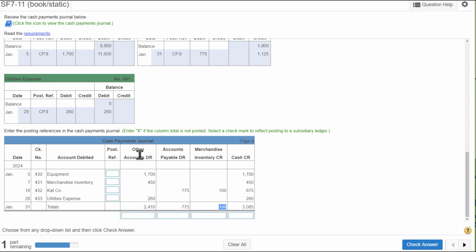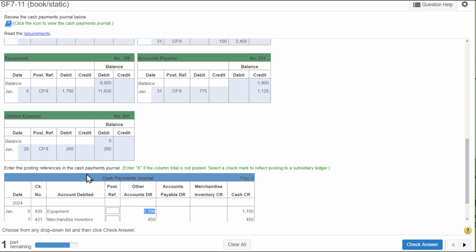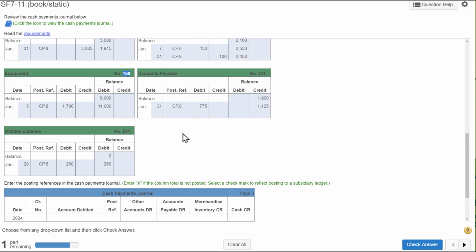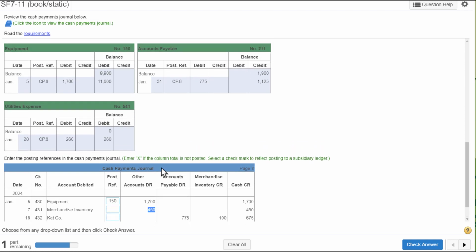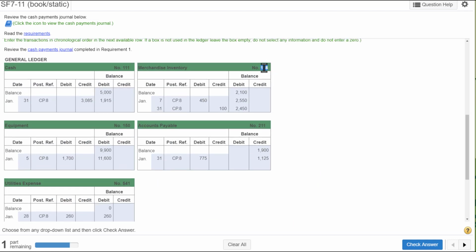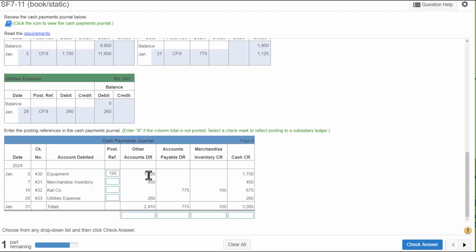So we have to tell them where we posted them to. So let's start with the other accounts column. 1,700. We posted this to equipment. So we have to go up here, find the equipment account number, 150. And then we posted this to inventory, which is account 118. Remember, assets start with a 1. And then we've got utilities expense, $260 was posted to account 541.